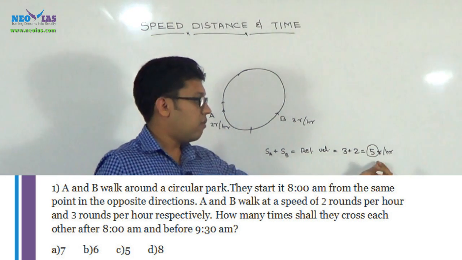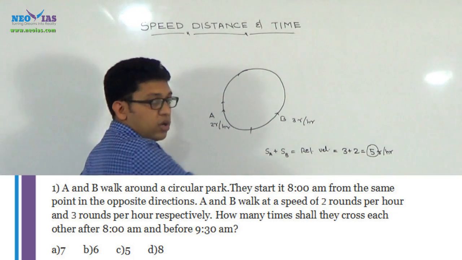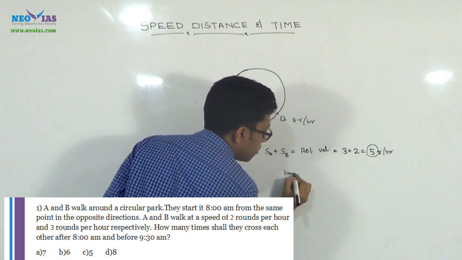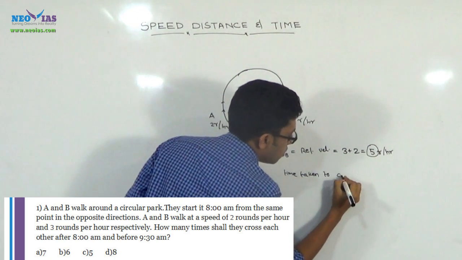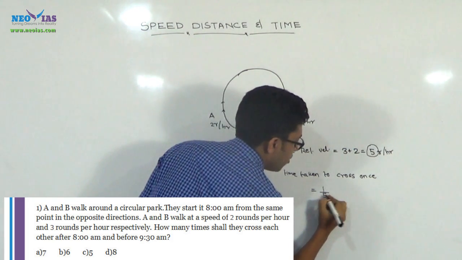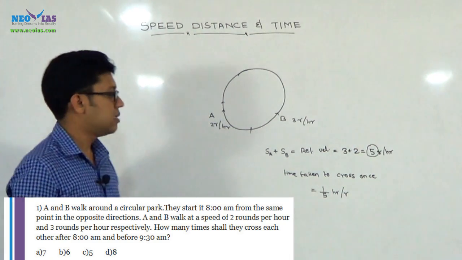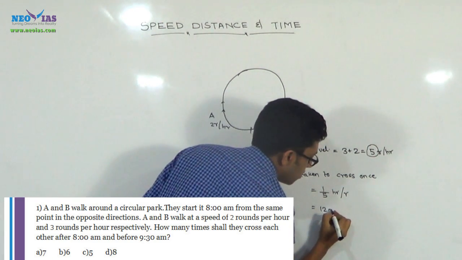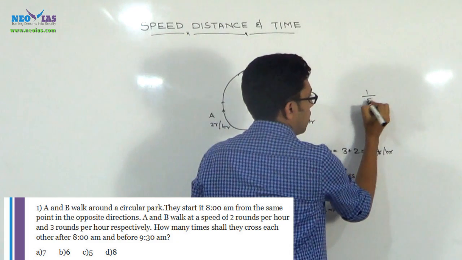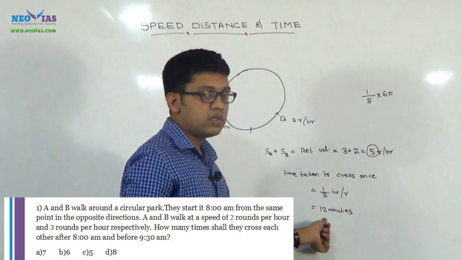Here it means that they are crossing 5 times in 1 hour. Then how much time do they take to cross once? That is the reciprocal of this relative velocity. Time taken to cross once is equal to 1 by 5 hour. What does 1 by 5 hour mean? It is 12 minutes. How do we get this 12 minutes? Just multiply 60 with 1 by 5 and we get the time in minutes. So they take 12 minutes to cross once.